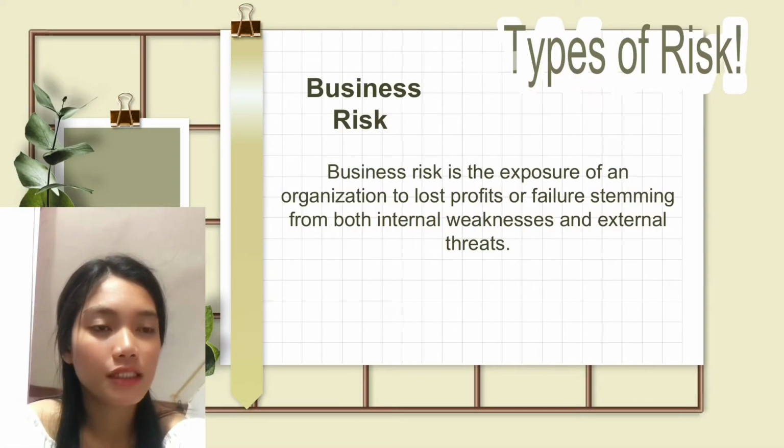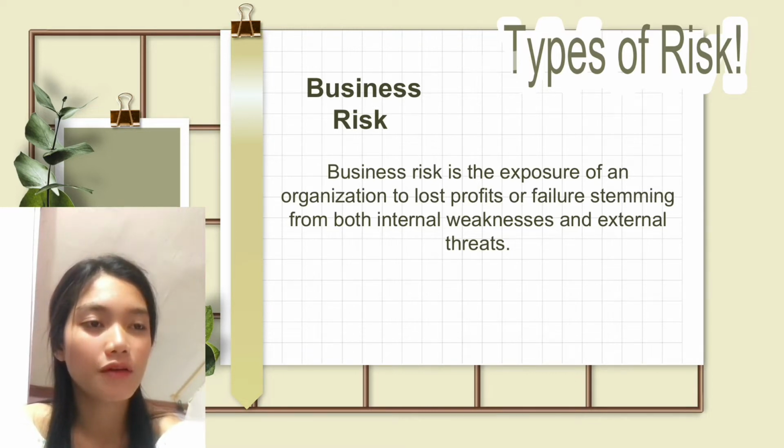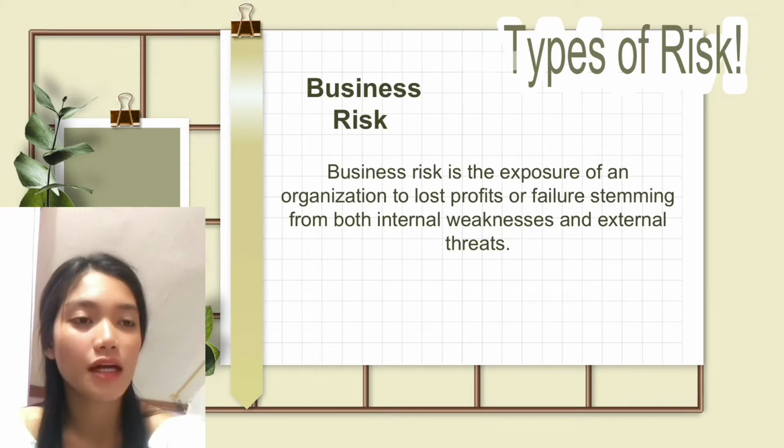First, business risk. Business risk is the exposure of an organization to lost profits or failures stemming from both internal weakness and external threats. Business risk is the possibility that an organization in the next period of time will either have lower profit or will experience loss instead of profit. We will figure this out through the income statement. This is a threat that prevents the company from achieving its goal.